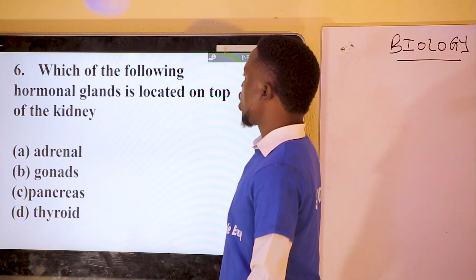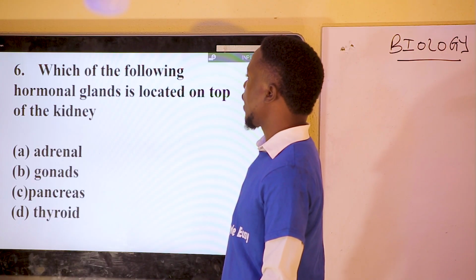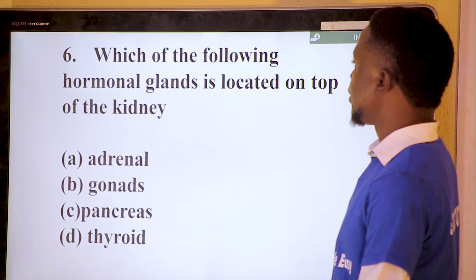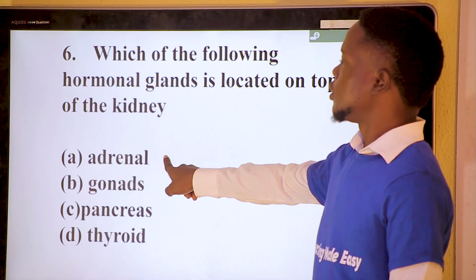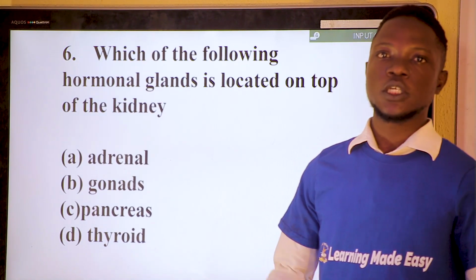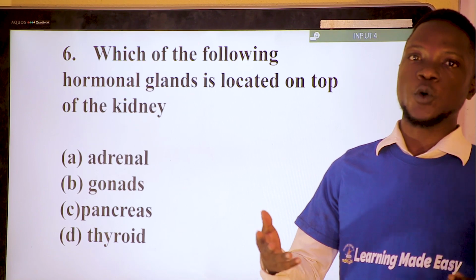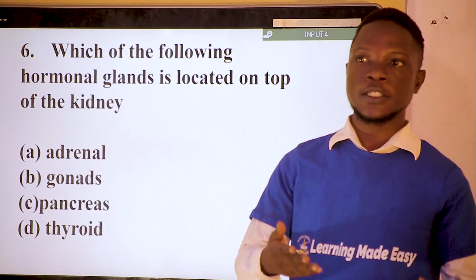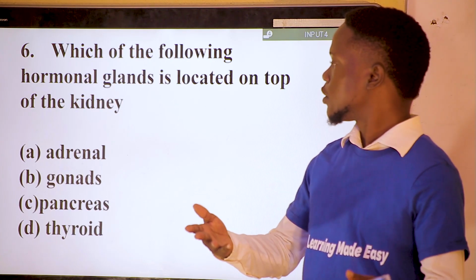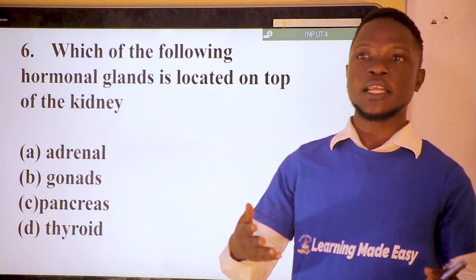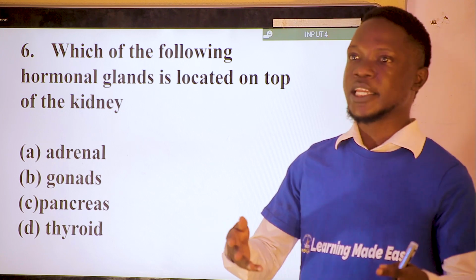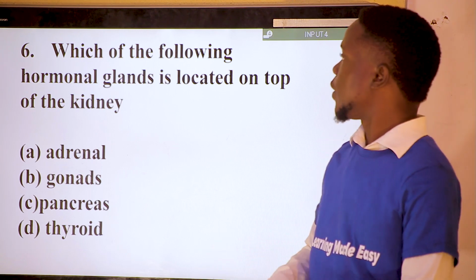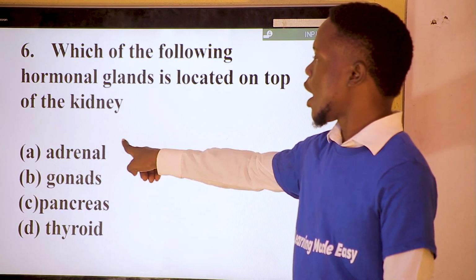Next question. Which of the following hormonal glands is located on top of the kidney? The answer is the adrenal glands. The adrenal glands is also called the suprarenal gland because it is located on top of the kidney. The gonads refers to the sex organs. The pancreas is an organ that secretes insulin, while the thyroid secretes thyroxine. So the answer to this question is adrenal.